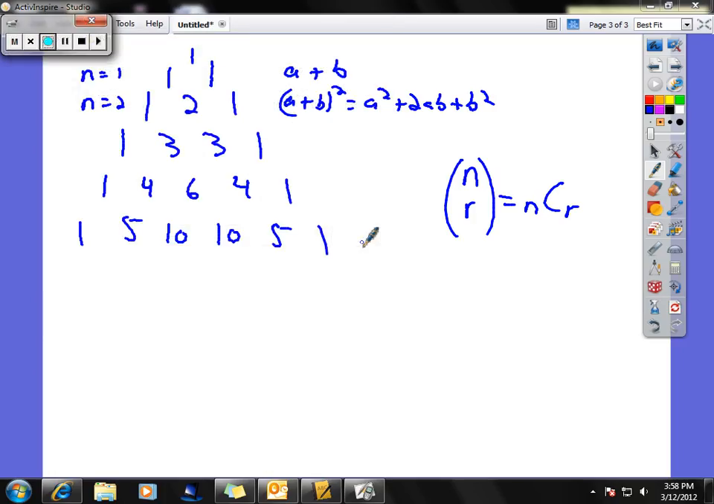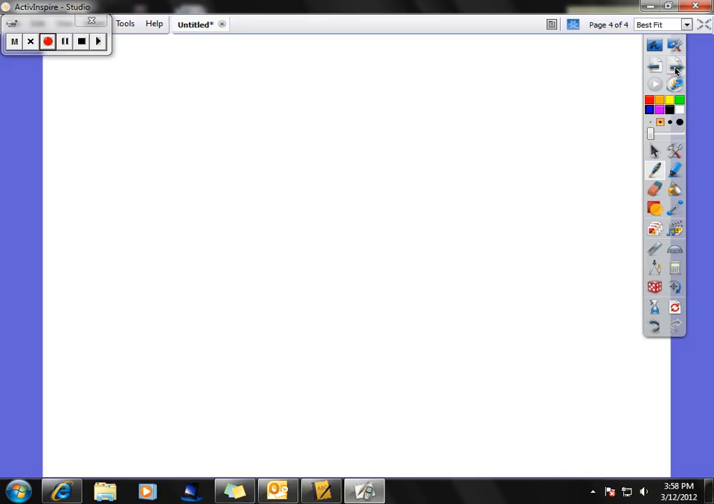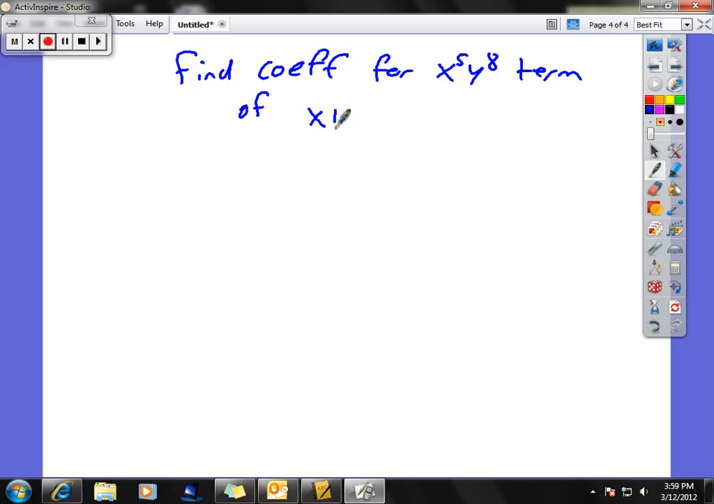Okay, continuing with binomials here. Let's say we have a question that just asks about a coefficient, like find the coefficient for the x to the 5th, y to the 8th term of (x plus y) to the 13th, right? Okay, so we want to find the coefficient. So this is to the 13th. That means there's 14 terms, all right?